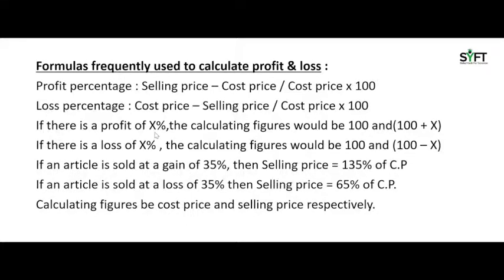And if there is a profit of X%, the calculating figures would be 100 and 100 plus X. And if there is a loss of X%, the calculating figures would be 100 and 100 minus X. So let's see here that if an article is sold at a gain of 35%, then selling price will be 100 plus 35, which will come to 135% of cost price. And if an article is sold at a loss of 35%, then selling price will be 100 minus 35%, which will come to 65% of cost price. Here the calculating figures are cost price and selling price respectively.